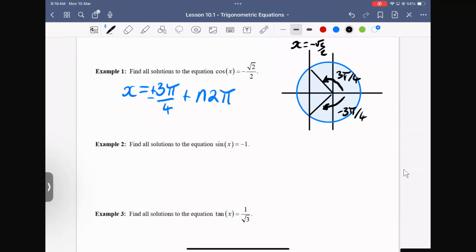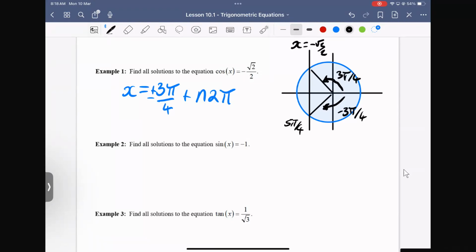So from 0 to 2 pi, what would be the second solution? In the interval 0 to 2 pi, what would be the second solution? 5 pi over 4. Yeah. So this one could also be 5 pi over 4. It's just quicker and easier to write plus minus like that.